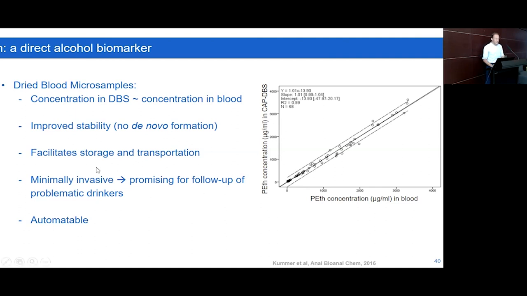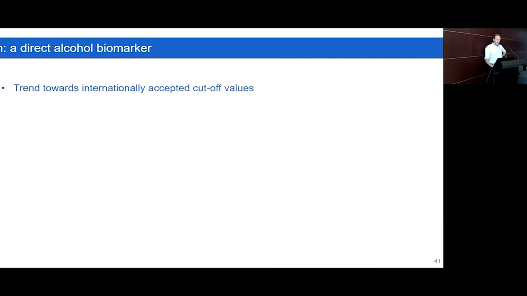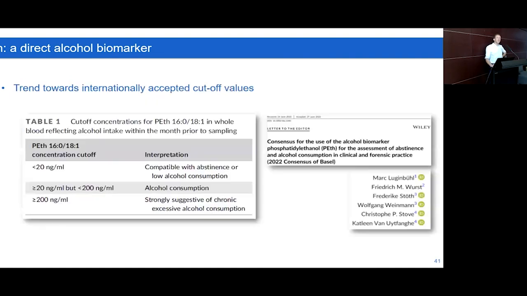Also allows easy follow-up, for instance, in the context of driving license re-granting. So, for instance, there's people that come to my lab every 4 or 5 weeks just for a finger prick, which can easily be done by non-trained staff. So you don't need someone who's capable of doing a venipuncture. There's a trend towards internationally accepted cutoff values. We also contributed to that.